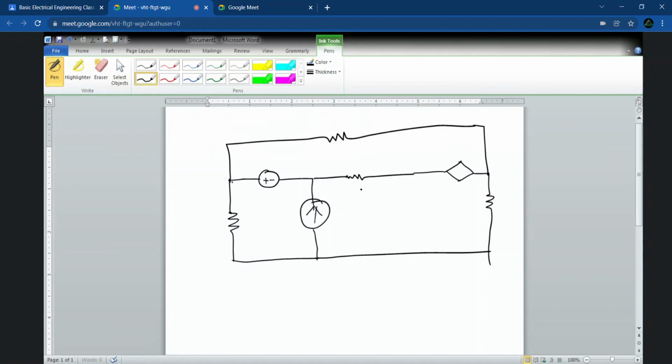Here I have a current source and here I have a resistance. This current source is of 10 amperes, this resistance is of 2 ohms, this independent voltage source is of 20 volts, this resistance is of 6 ohms, this is of 4 ohms, and this dependent voltage source is plus minus 3 Vx, a voltage dependent voltage source, where Vx is the voltage across this particular resistor. This is Vx, and this value is 3 ohms, and this is 1 ohm. Is this circuit clear to everybody?